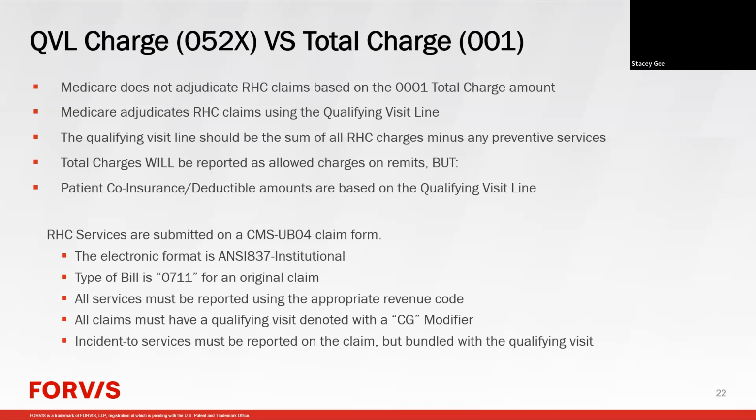So everything is driven, adjudicated off of that qualifying visit service line on your claim. So again, the RHC's services are going to be submitted on a UB04 claim. It's going to be a type of bill 0711 for the original. Your services must be reported using the appropriate revenue code from that list that we looked at a little bit earlier. And all claims must have a qualifying visit denoted with the CG modifier. And incident to services must be reported on the claim, but bundled with the qualifying visit. And we'll talk about what that looks like.